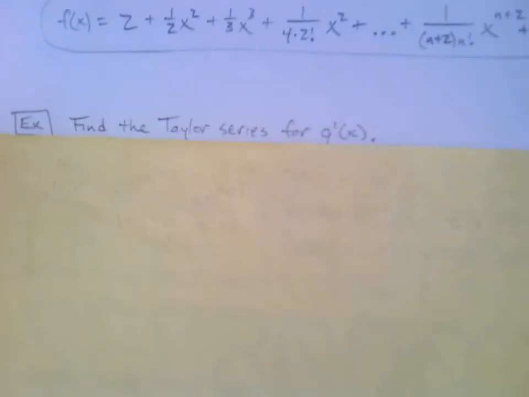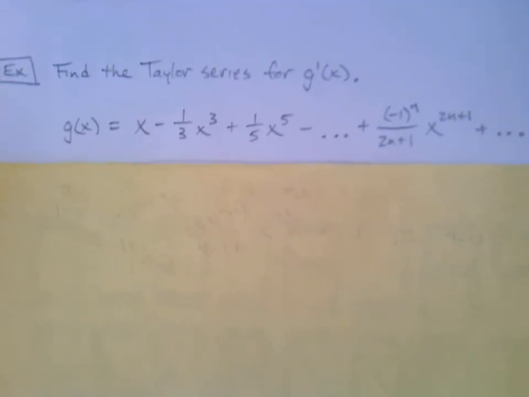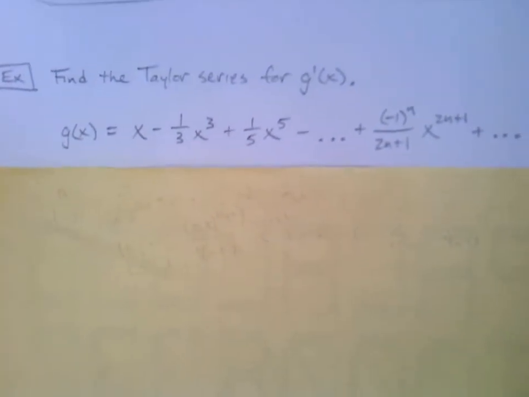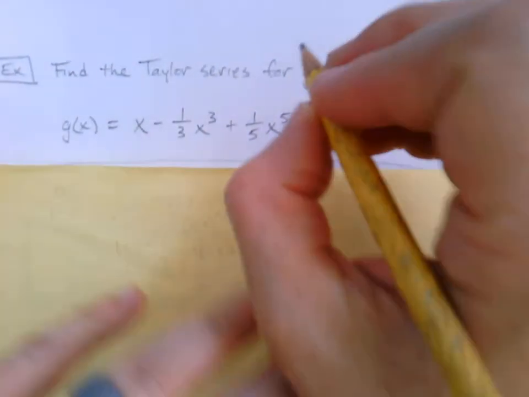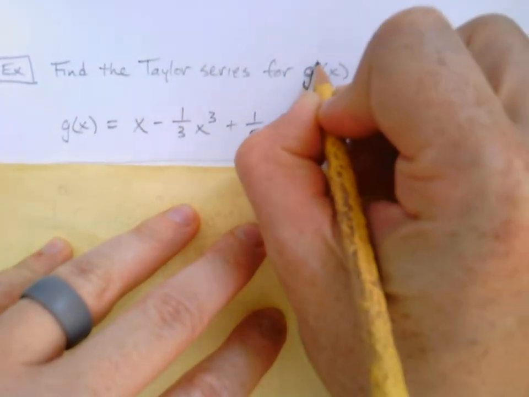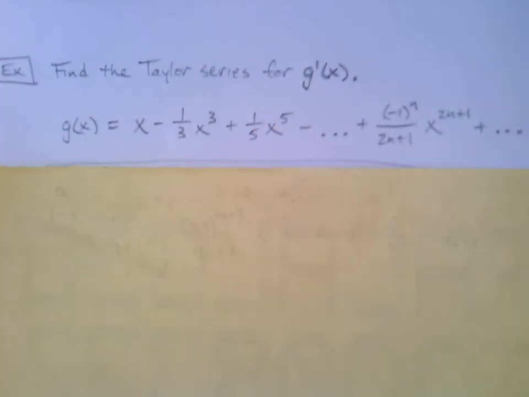Our last operation, we got one example of these. We are given g, and we're asked to find the Taylor series for g prime. So the reverse of what we just did, obviously we'll need to take a derivative.